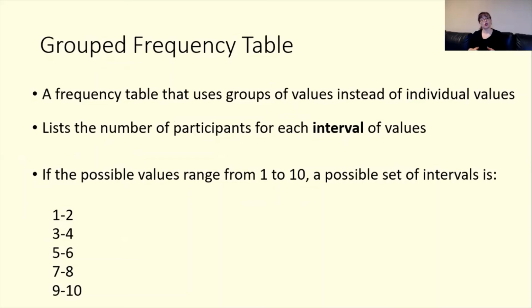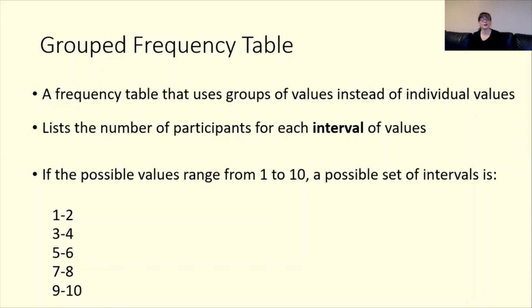And lastly, we have a grouped frequency table. In this particular case, a grouped frequency table is just a normal frequency table, but instead of having individual values for that possible values column, we're going to use a group of values. Specifically, we're going to talk about an interval of values. So, for instance, we can have possible values ranging from 1 to 10, and we can have intervals of, for instance, 1 to 2, 3 to 4, 5 to 6, and so on.